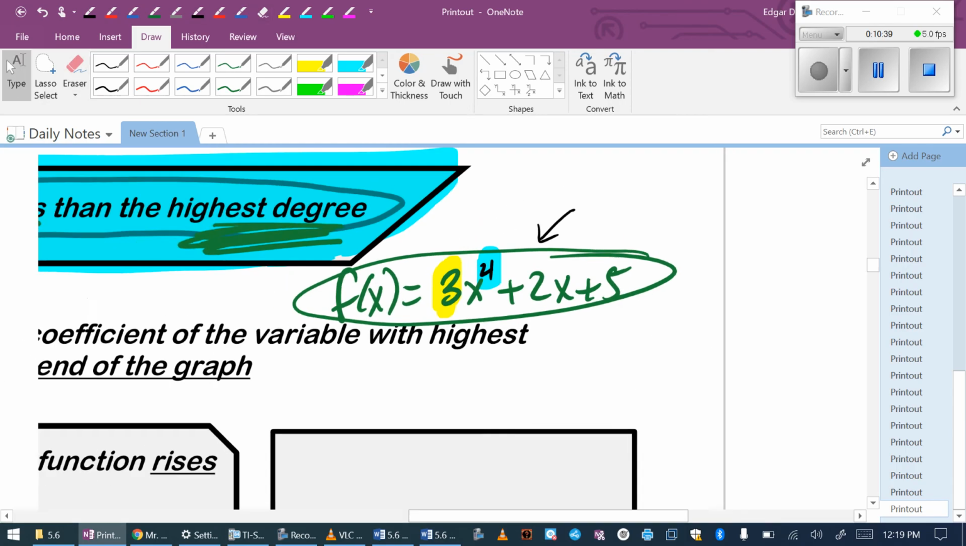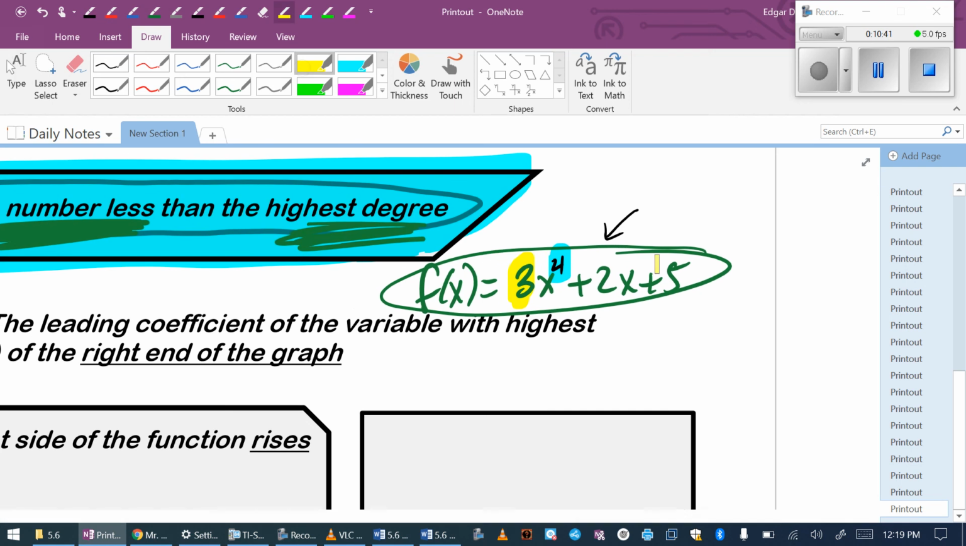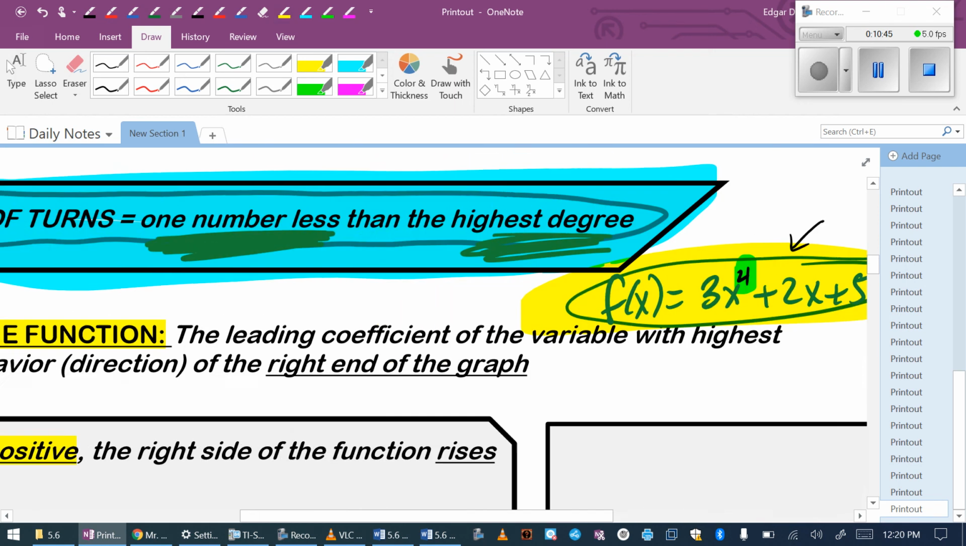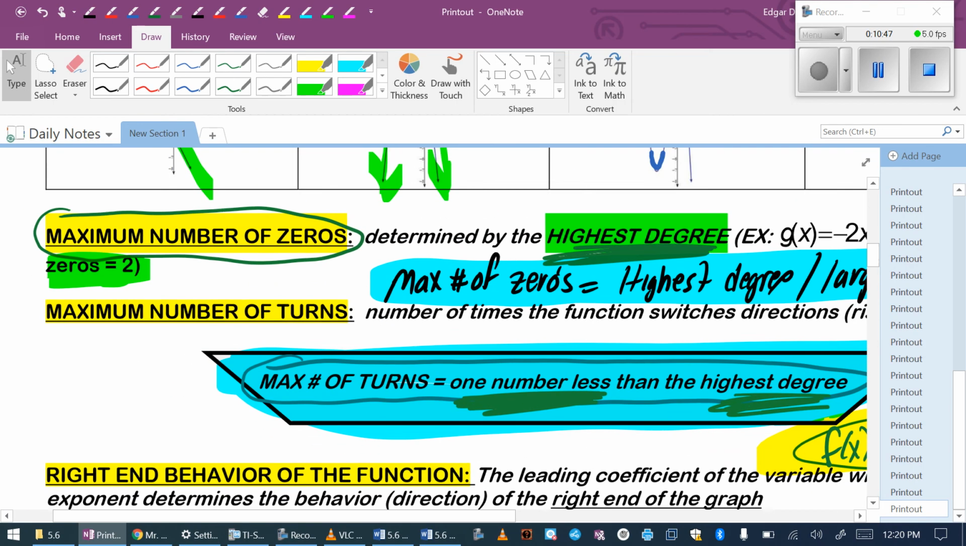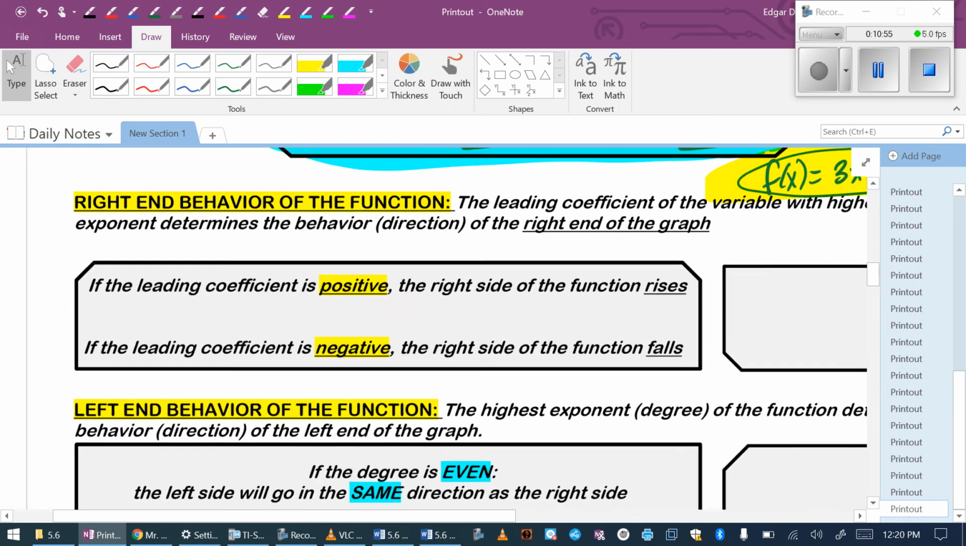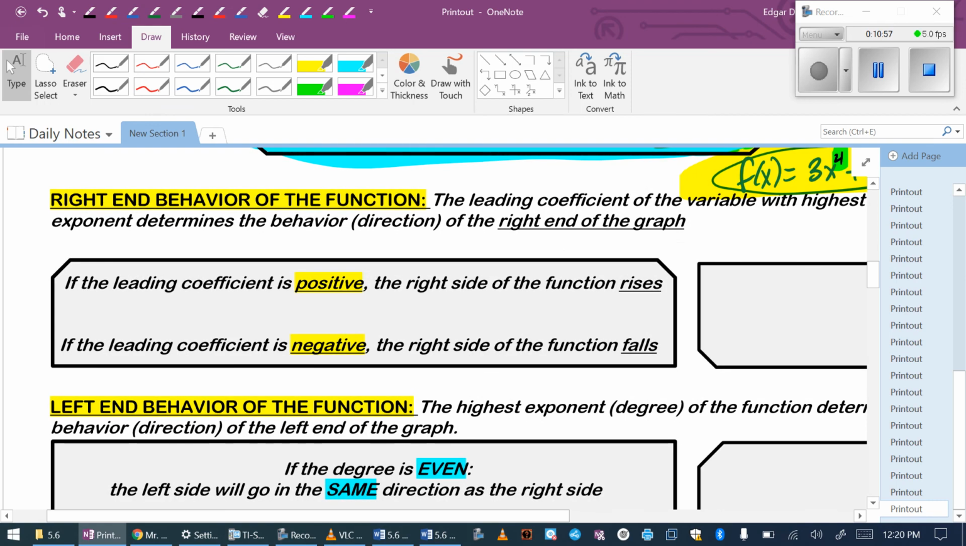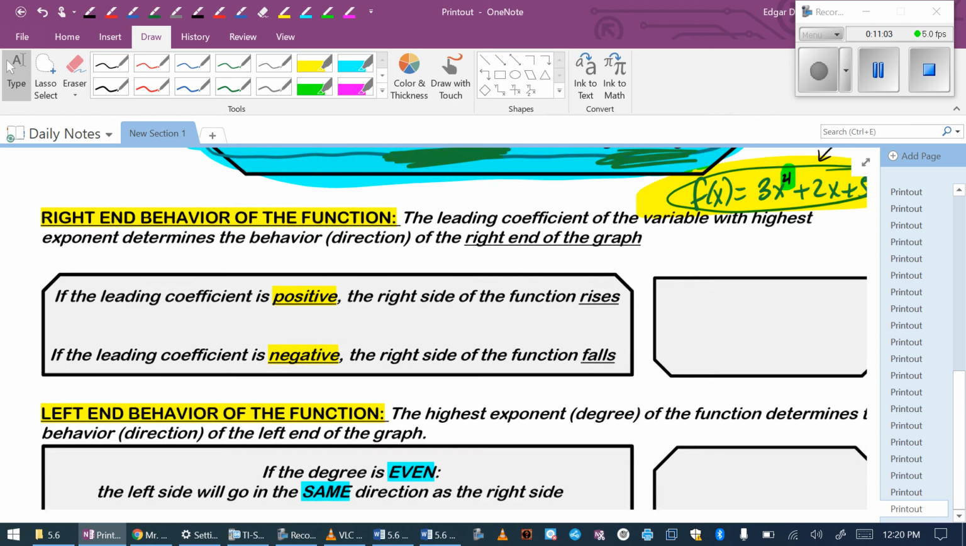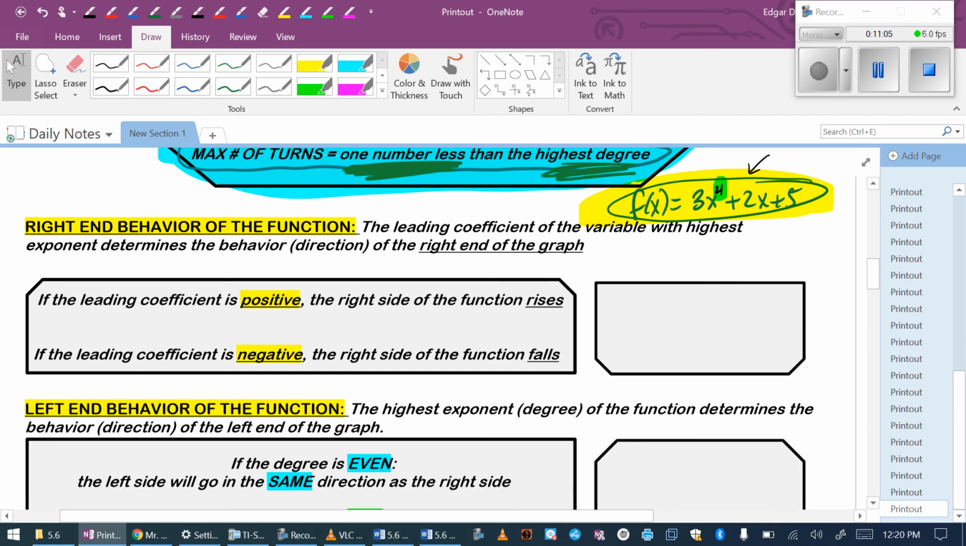Let's go ahead and analyze everything we have in a function that looks like this one and see if we can figure out some information about the graph. So we already know how to determine how many zeros I'm going to get. I already know a way to determine how many turns the graph is going to have. Now let's talk about what's going to happen with the graph on the right side and on the left side of the graph. So in other words, what's the right end behavior of the function? Okay. So let's go ahead and take a look at it. It says right end behavior of the function.